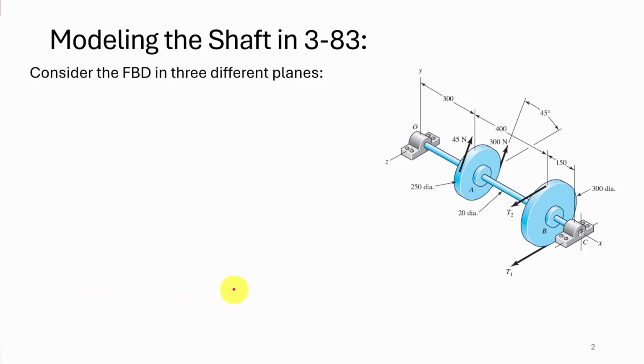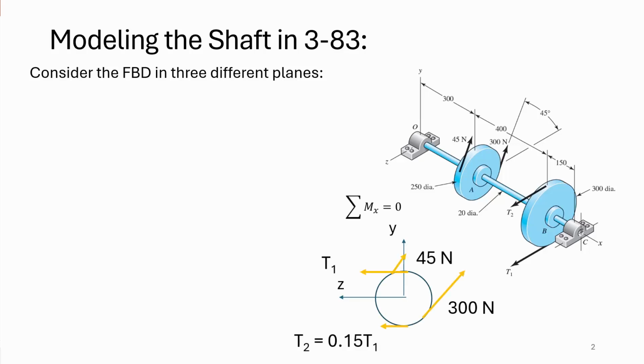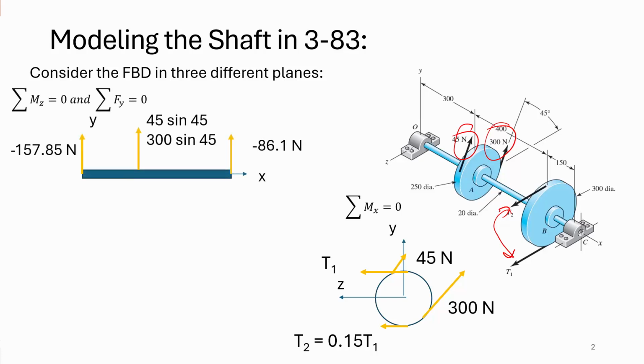So when we're analyzing this by hand, what we could do is draw free body diagrams. Since we know these force magnitudes here, and we know the ratio of T1 and T2, I can write the moments about the x-axis and solve for T1 and then T2. So I have, given these relations, two relationships and two unknowns. The two relationships being T2 is 15% of T1.